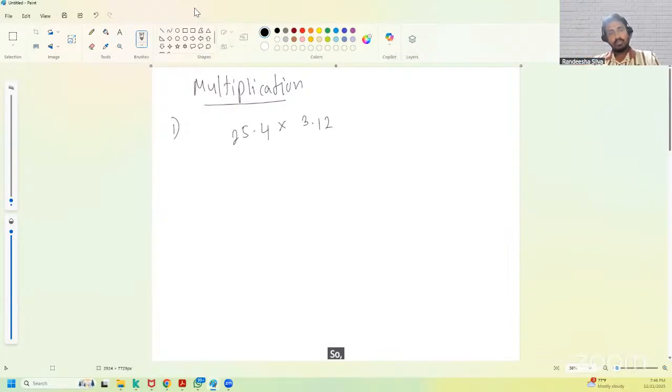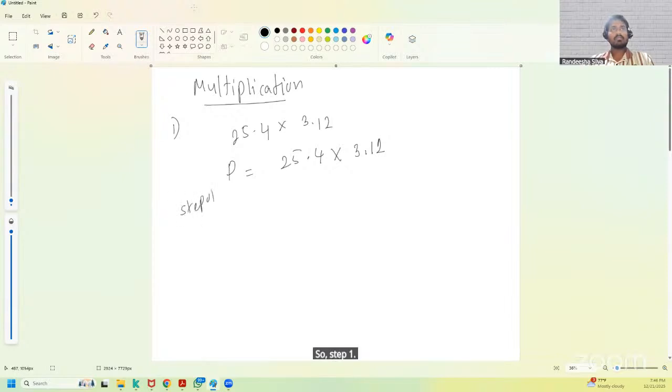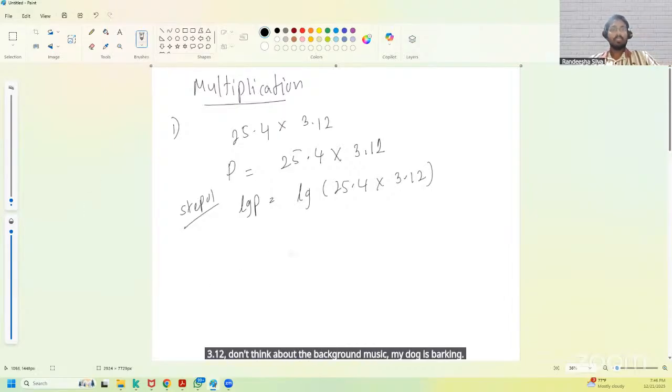Think of this part as P. P is equal to 25.4 into 3.12. So what's the first step we discussed? We have to write this in logarithmic form. So step 1, logarithmic form. So log P is log of 25.4 into 3.12. Don't mind the background music. My dog is barking. Okay. So you have to find the logs now.